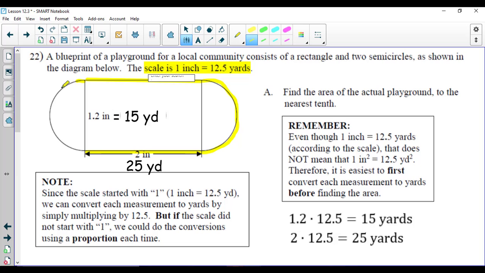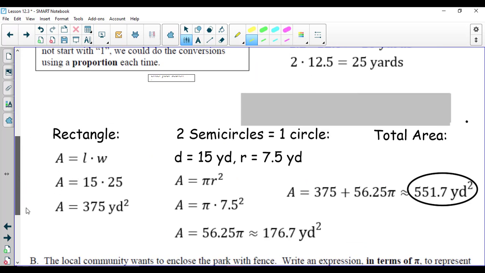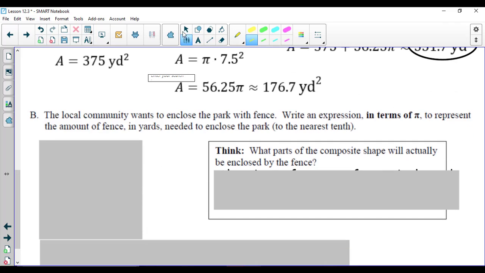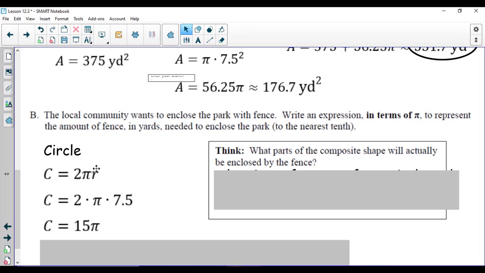So if we put the two semicircles together, it's one whole circle. So essentially we're finding the circumference of a circle and then adding on the two longer sides, which will be the 25 yards. So we'll go ahead and slide down and we'll do that work. We'll start with, go ahead and delete this box, the circle. The circumference is 2 pi r, so that's 2 times pi times 7.5, which is 15 pi.